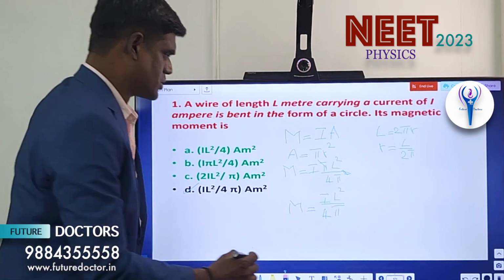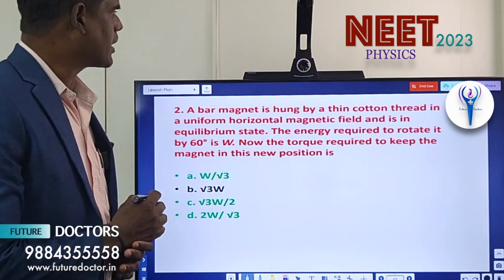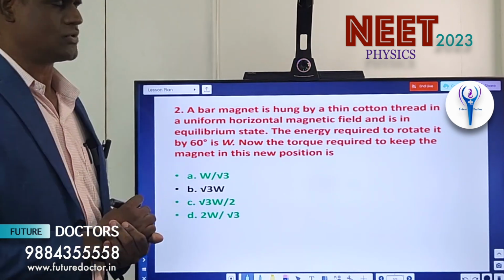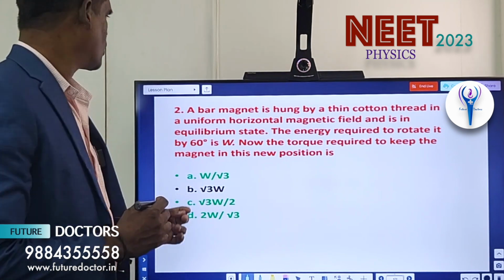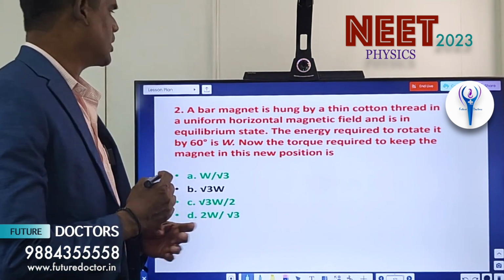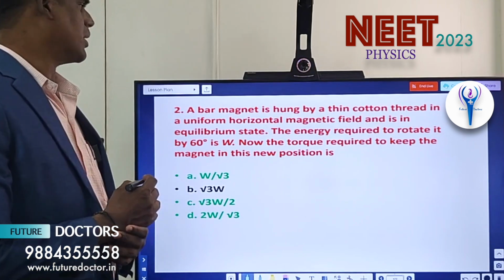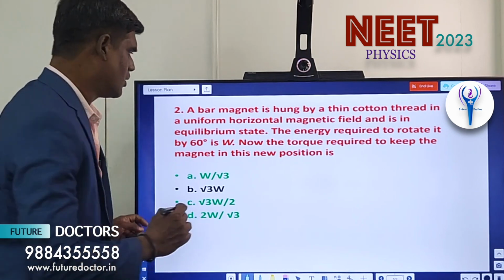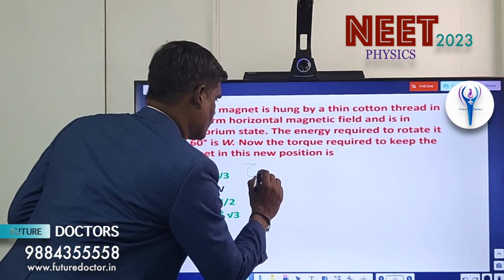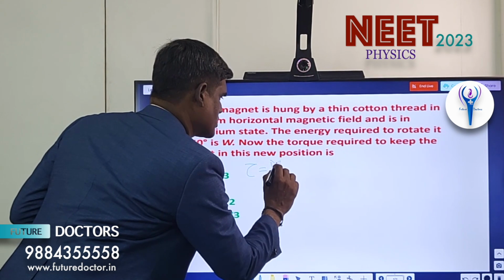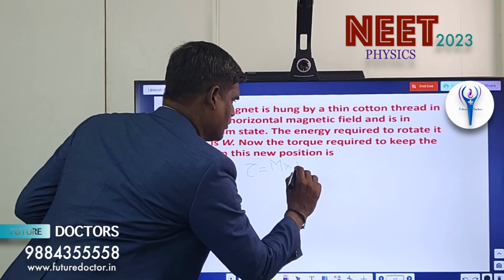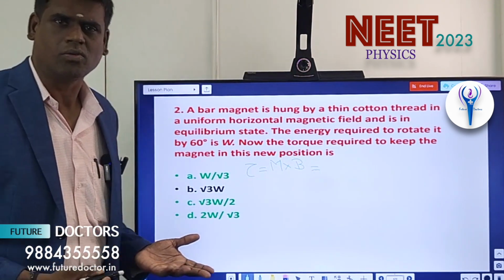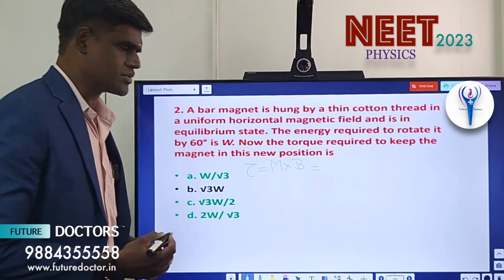Let's move to the second question. A bar magnet is hung by a thin cotton thread in a uniform horizontal magnetic field and is in equilibrium. The energy required to rotate it by 60 degrees is W. Now the torque required to keep the magnet in this new position is dash. What's the formula for torque? Torque tau equal to M cross B, that is like A cross B equal to AB sin theta, so M cross B is MB sin theta.